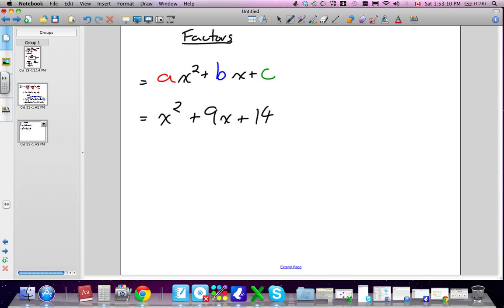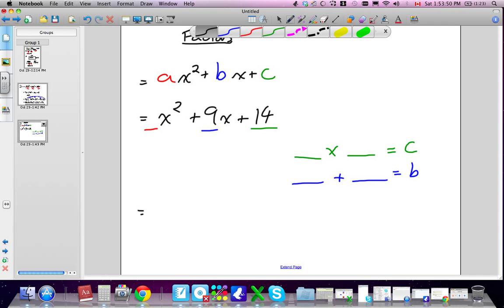Okay. Now, when a is 1, there's a shortcut to this. And the shortcut's like this. You need 2 terms when a is 1 that multiply to c and add to b. And that's how you'll find the second terms of your factors. So essentially, here's your factored form. You're going to have 2 brackets, okay? And to find the second terms in both brackets, it's going to be these terms that we just talked about. When a is 1, your first terms are always going to be x and x, or 1x and 1x, okay?